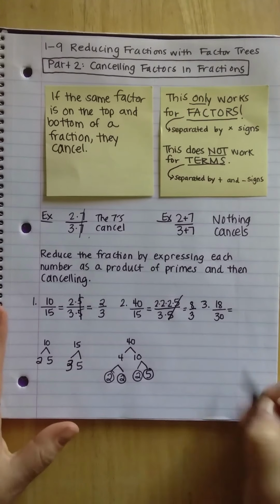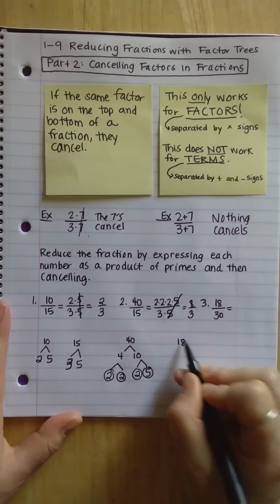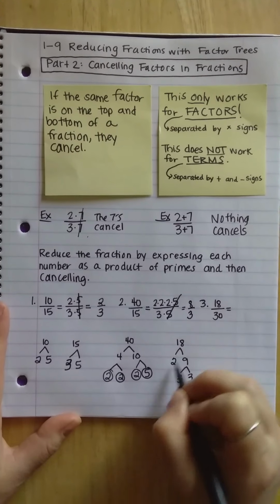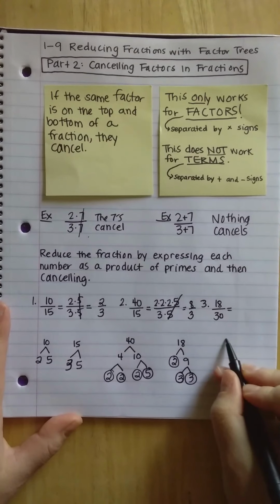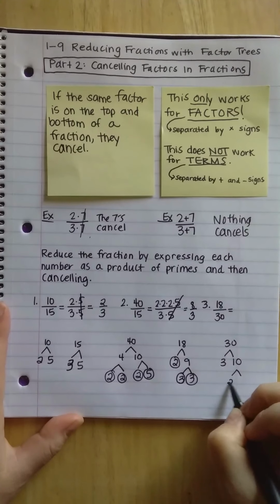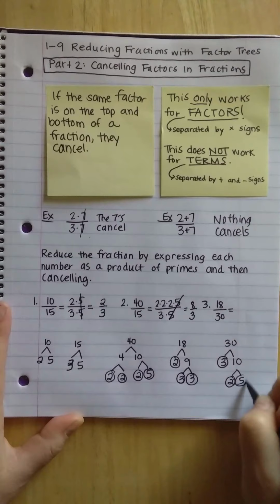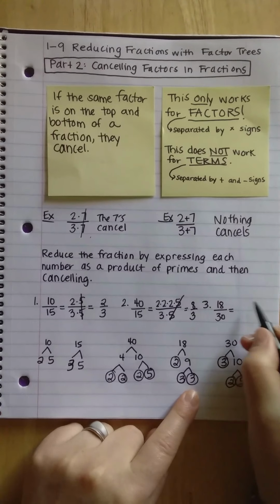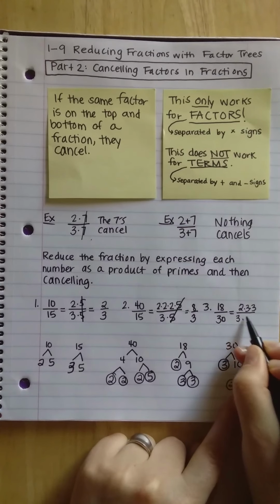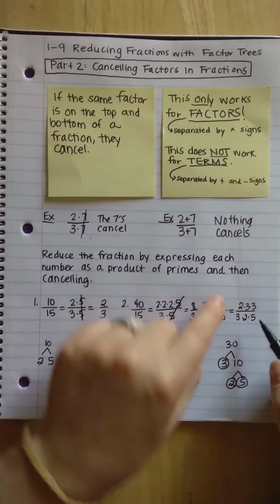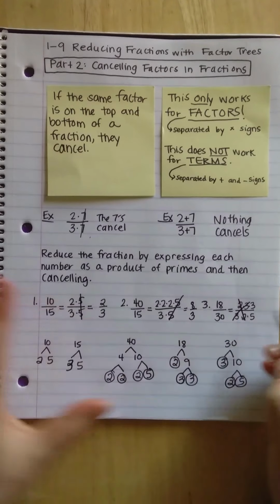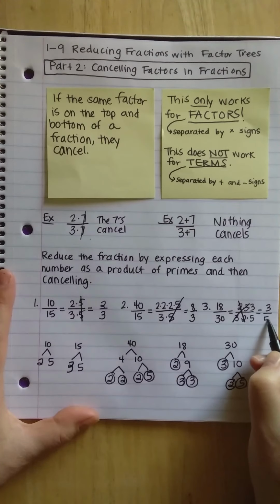And let's do it one more time for number 3. So let's do the factor tree for 18. I'm going to say 2 and 9, and then 3 and 3. And then 30 becomes, I'm going to do 3 and 10, and 2 and 5. For 18, we'll put that as 2 times 3 times 3. 30, 3 times 2 times 5. And what can we cancel here? We have 2s, and one set of 3s can cancel. And we're left with 3 on top and 5 on bottom. And that's it.